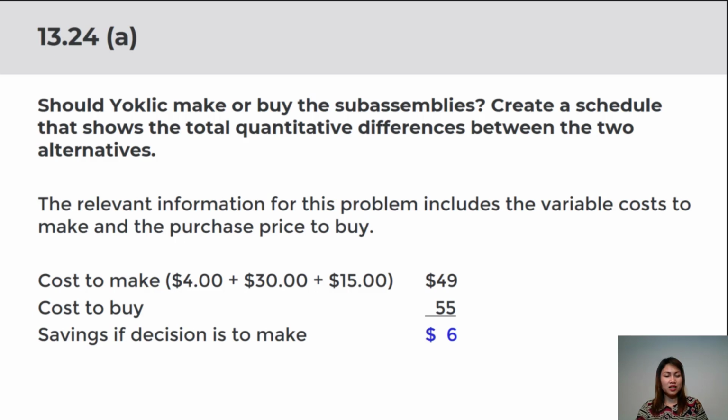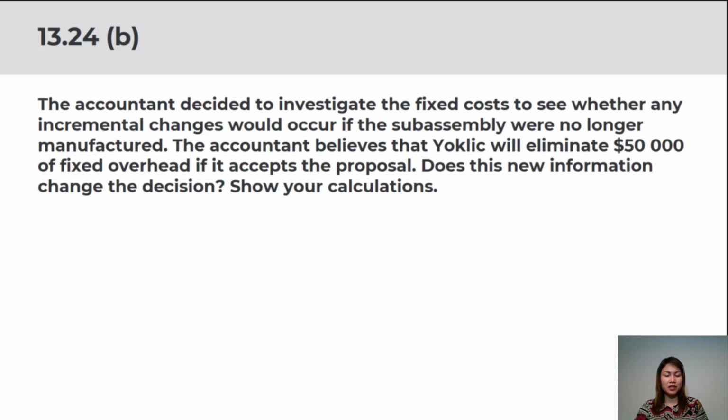Based on this information, your clique will be better off by continuing to make the sub-assemblies. Now, the second requirement: the accountant decided to investigate the fixed cost to see whether any incremental changes would occur if the sub-assembly were no longer manufactured. The accountant believes that your clique will eliminate 50,000 of fixed overhead if it accepts the proposal. Does this new information change the decision? Show your calculation. Alrighty, so what does this information mean for us?